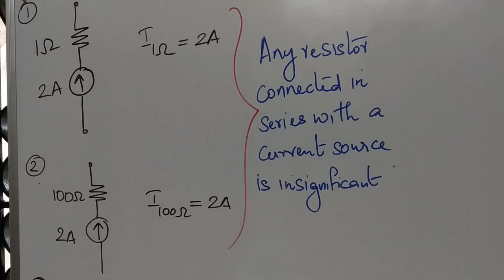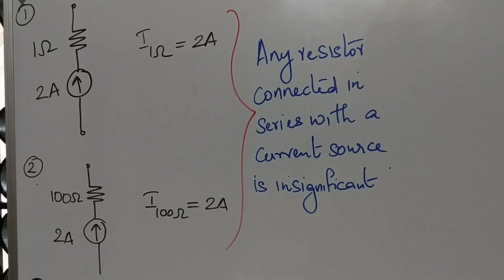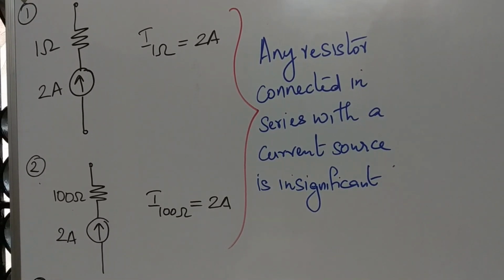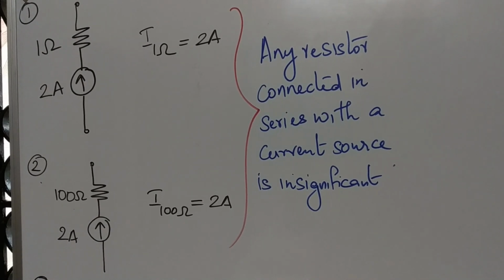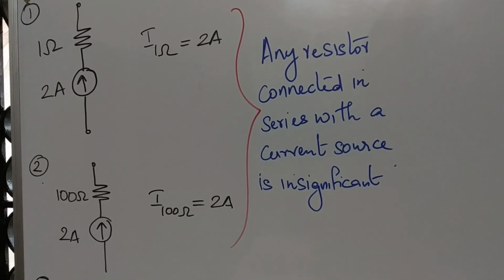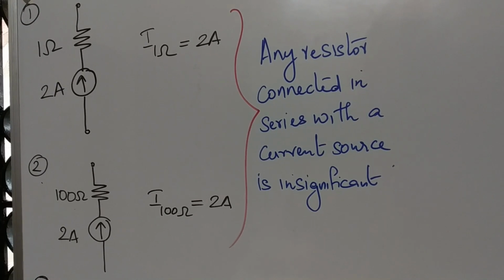That means whatever value of resistor you connect in series with a current source, the current flowing through that resistor will be the same as the value of the current source.